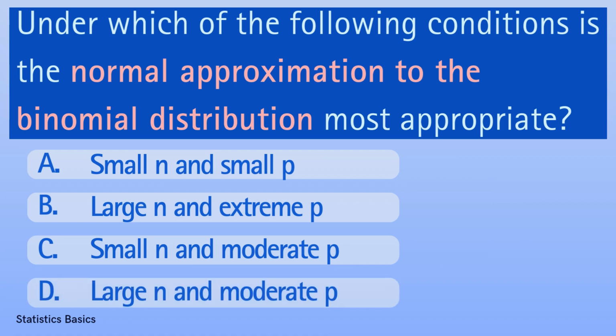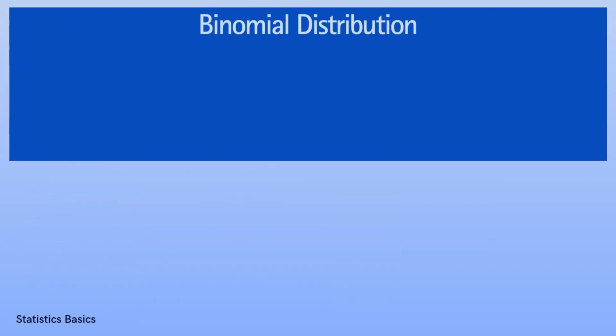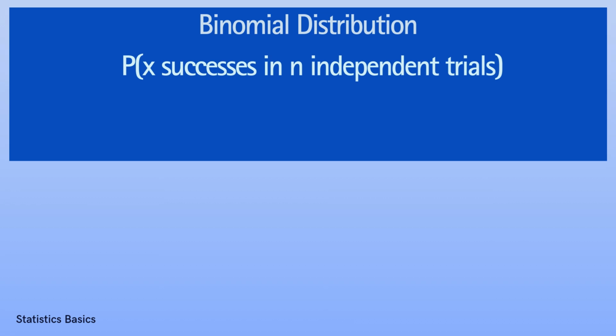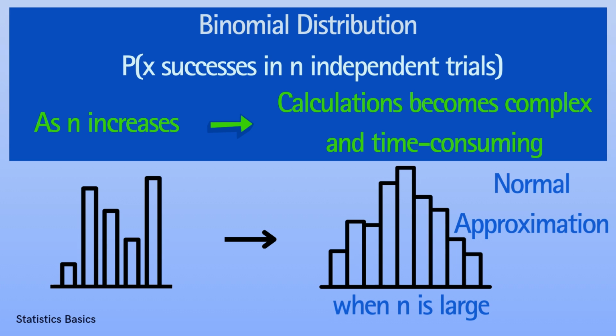In this quiz, we'll explore the normal approximation to the binomial distribution. Specifically, we'll discuss the conditions under which this approximation is most accurate. The binomial distribution, which models the probability of a certain number of successes in a sequence of independent trials, becomes complex and time-consuming when the number of trials is large. To simplify this process, we can use the normal distribution as an approximation when the sample size is sufficiently large, which provides a simpler and more convenient way to work with probabilities in such scenarios.